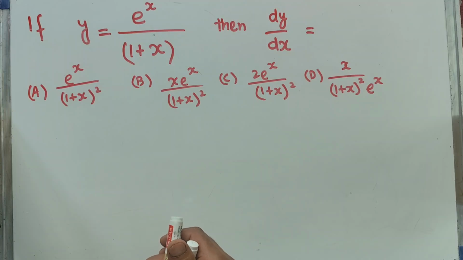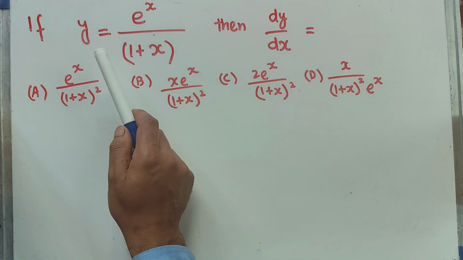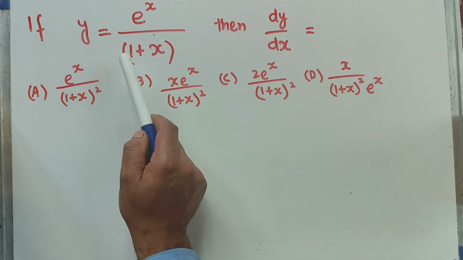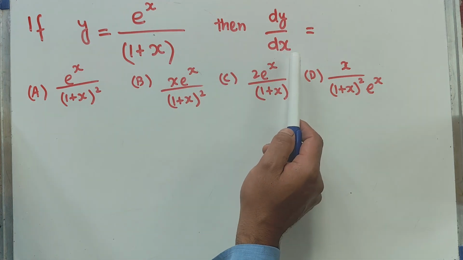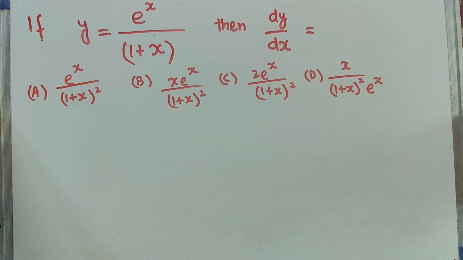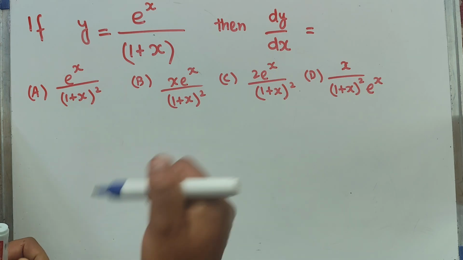Let's solve a question on differentiation. The question is, if y is equal to e raised to the power x upon 1 plus x, then dy upon dx is equal to, options are being given, we need to find out the correct option. Okay, so let us write the given function.